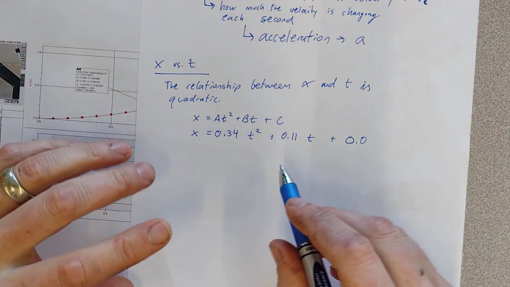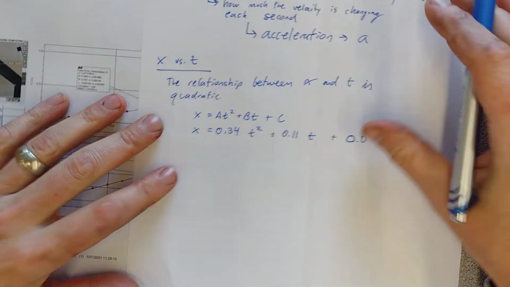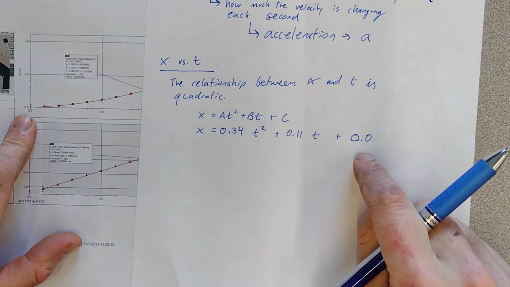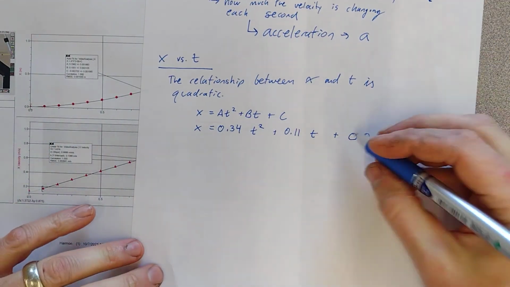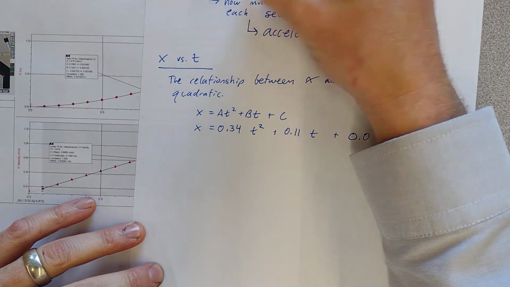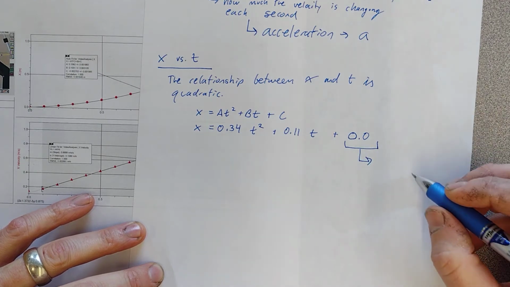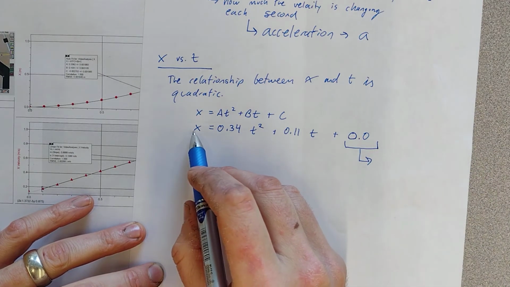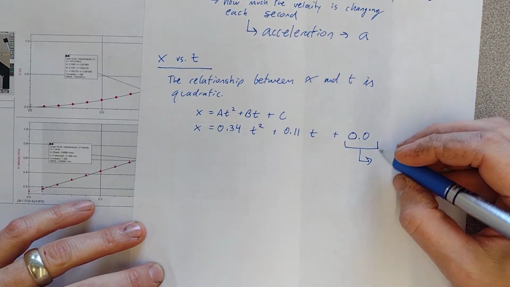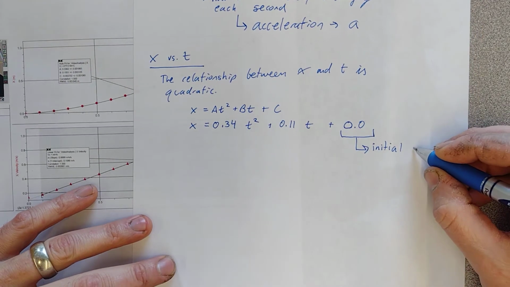Now, the units here and the terms a, b, and c. What do they mean? Well, that's the million-dollar question. Let's start at the end here, right? This term here is our what? It's our position when time equals 0, which is our initial position.